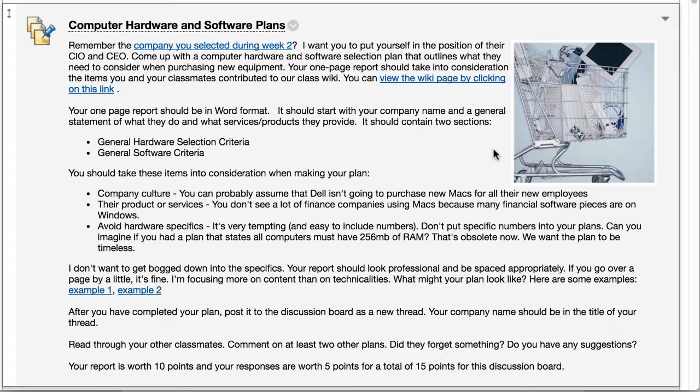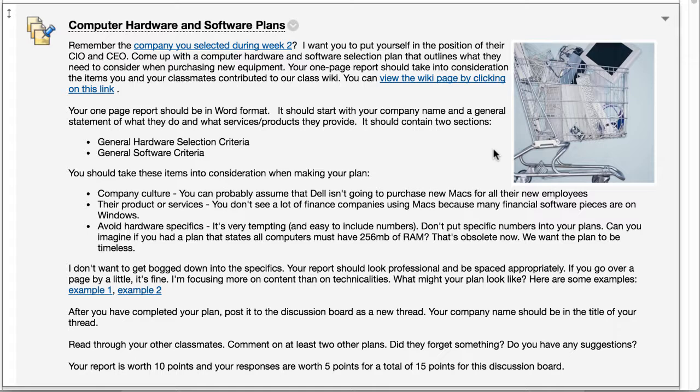So there are some items that you want to take into consideration when making this plan. You want to think about the company culture, what kind of products or services that they provide. For example, you're not going to see Macs considering what types of Windows machines that they're going to purchase or what kind of Android phones they're going to purchase, because I'm going to bet that everybody at Apple uses a Mac. So keep those things in mind.